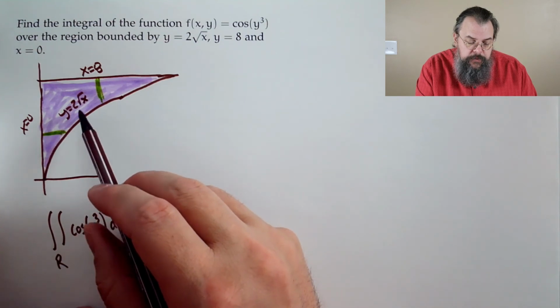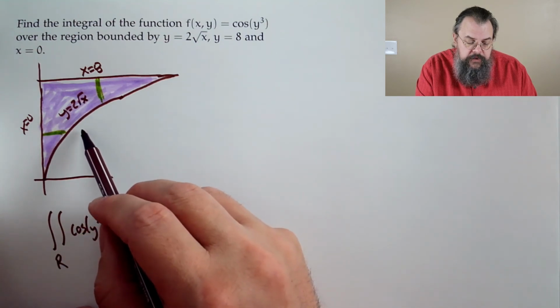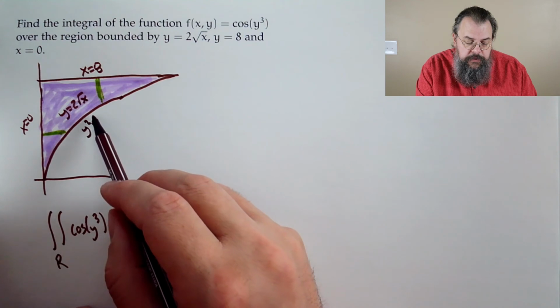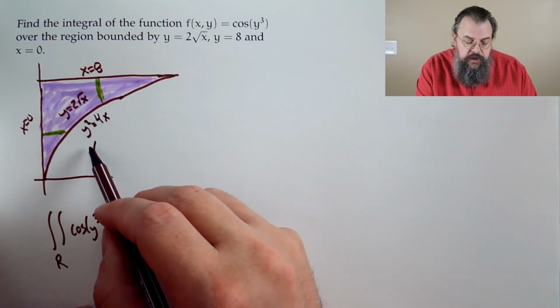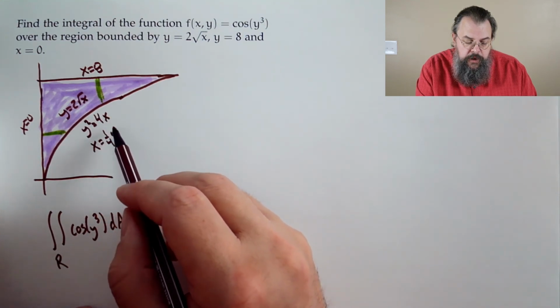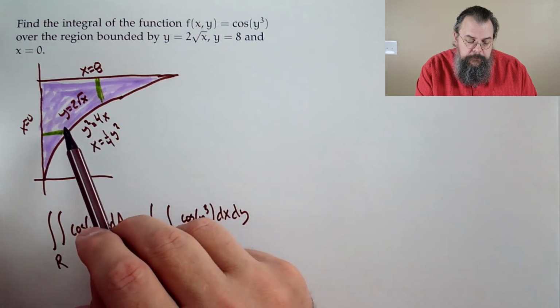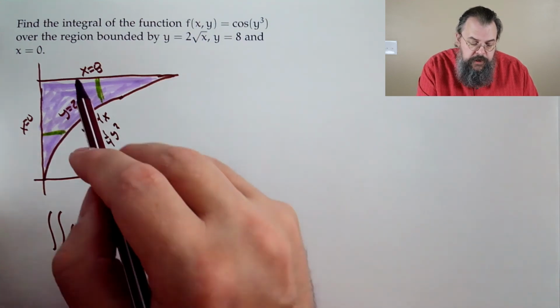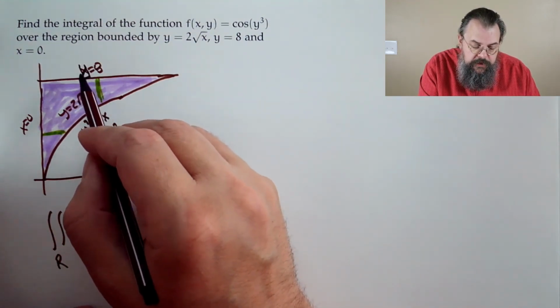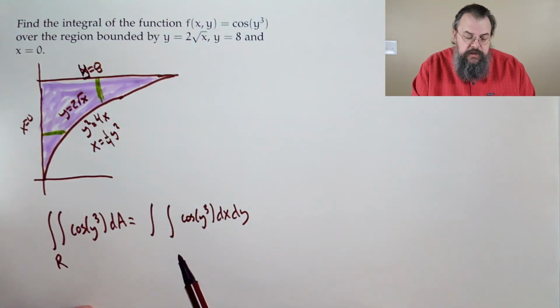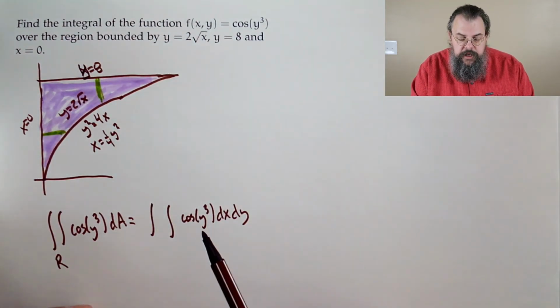Now we have y equals 2 square root of x. Well, we need to solve for x. And so we could say y squared equals 4x. Or we could say x equals 1/4 y squared. Now, whoops, I wrote x equals 8. That should be y equals 8. Sorry about that.